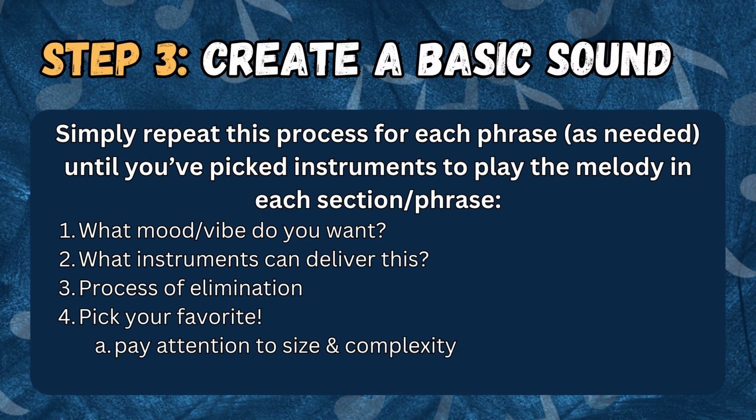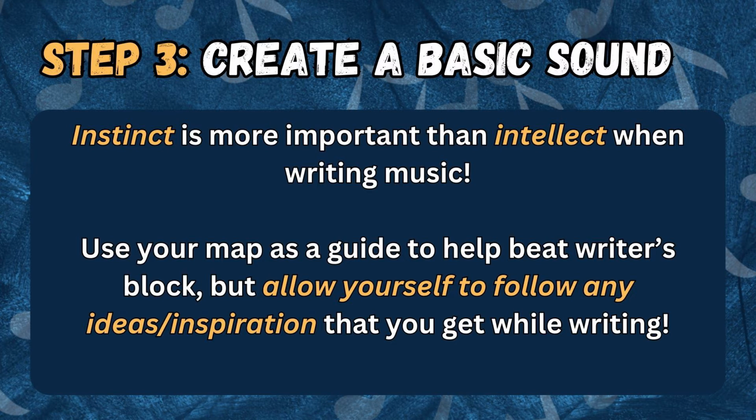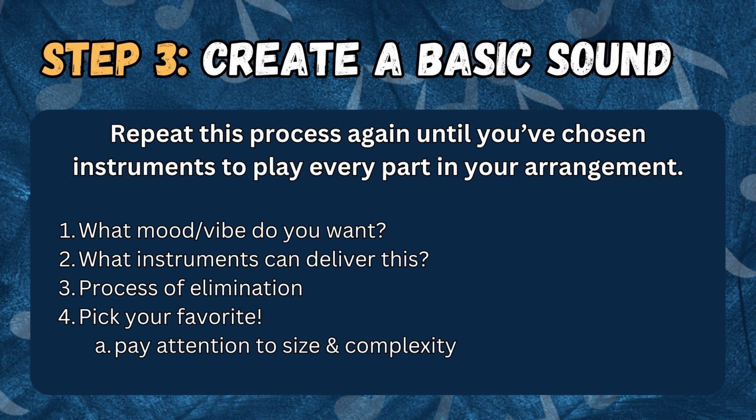Reusing this process for each phrase as needed, I'm just going to simply move through my sketch and select the instrument or instruments that I want to use to perform the melody, making sure to follow my map along the way. Of course, instinct is more important than intellect when it comes to writing music. So, if you come up with an idea while you're writing, and you really like it, but it doesn't follow your map, feel free to experiment and just see how it sounds. Your map is a tool, all right? It's meant to help you avoid writer's block. It's not meant to be taken as law or written in stone unless absolutely needed. But regardless, once I have arranged my melody, I'm going to use the exact same process to flesh out my bass line, and then my chords and counter melodies, other accompaniments, etc., etc.